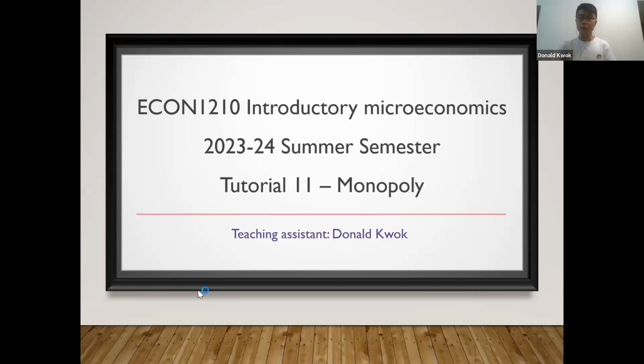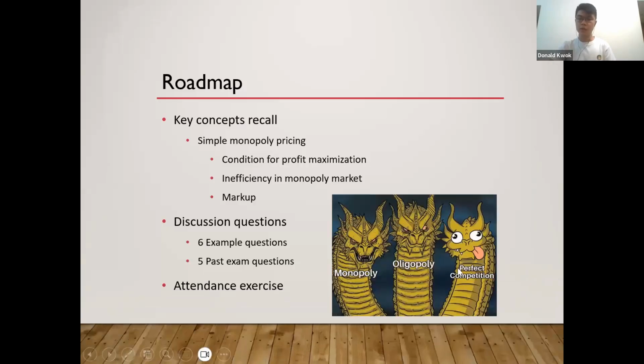Today, we'll be talking about monopoly, in particular, single price monopoly or simple monopoly pricing. So we'll review some conditions and efficiency in the monopoly market.